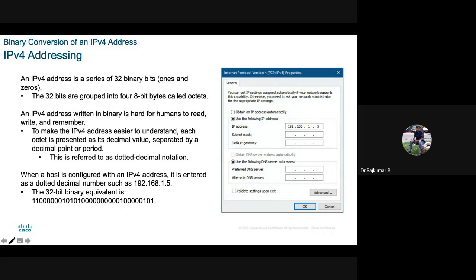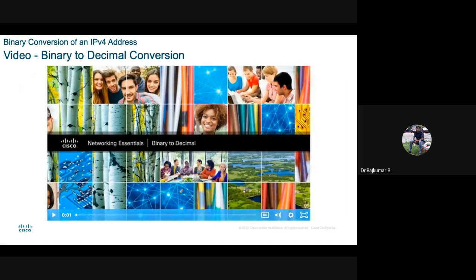So then let us see how the binary to decimal conversion takes place. As we know, the IP address is in the form of 32 bits. So how are these binary values converted into decimal? For that, let me just play a video for you, and that will be helpful. Let us see, and then we'll come back to the discussion part.